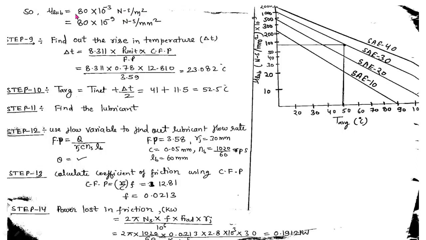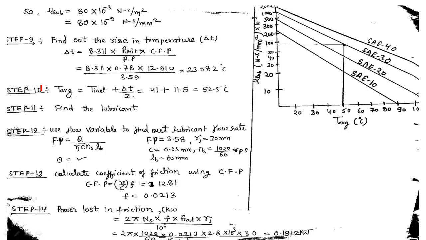So the value of the viscosity of the lubricant is 80 into 10 raised to power minus 3 Newton second per meter square. Now we will convert it into Newton second per mm square. Okay friends, now let's see the next step.